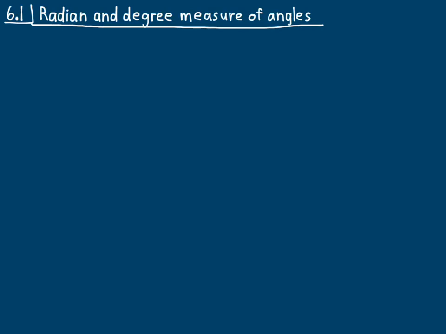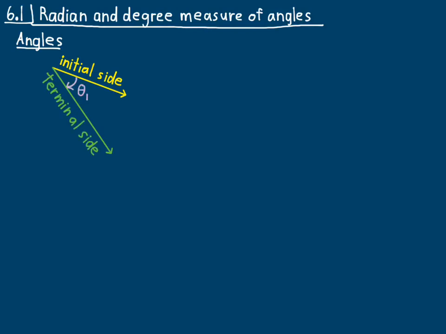Section 6.1 is radian and degree measure of angles. An angle is basically what we call two rays with the same initial point, and there is an initial side and a terminal side of the angle. And this, of course, depends on how you're measuring it. You start at the initial side and end at the terminal side.